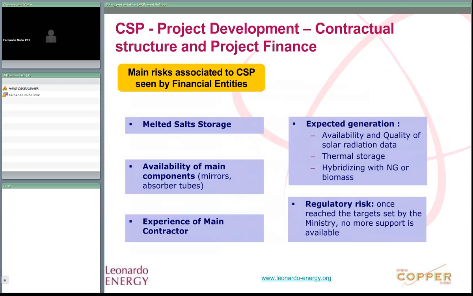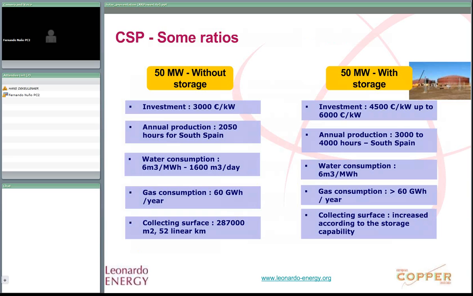So some ratios. For a 50 megawatt plant without storage and with storage, investment without storage is about 3 euros per watt. With the storage can be increased by 1.5, 2 or even more euros per watt. The annual production for South Spain, to give an example, is about 2,000 hours. With the storage can be increased to 3 or even 4,000 hours. Water consumption is still quite high, so 6 cubic meters per megawatt hour.